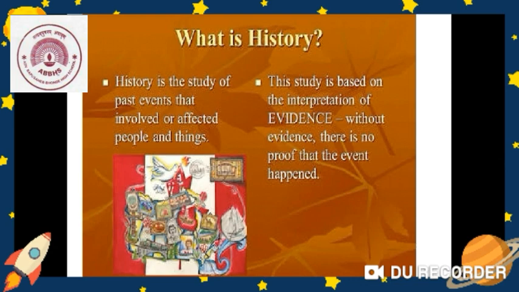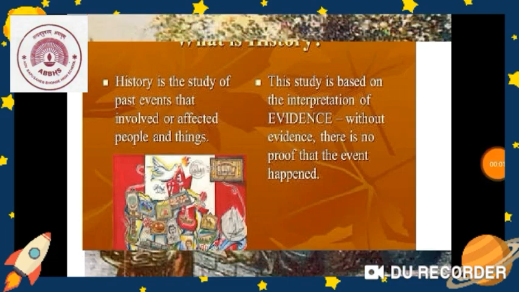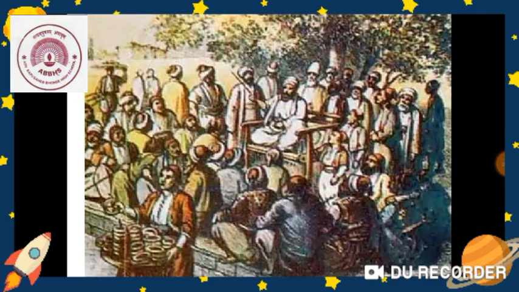Good. So children, history is the study of past events that involved or affected people and things. This study is based on the interpretation of evidence. Without evidence, there is no proof that the event happened. It is not possible to conduct experiments to recreate the events that have happened in the past. Therefore, the method of presenting history is different from that of other sciences.